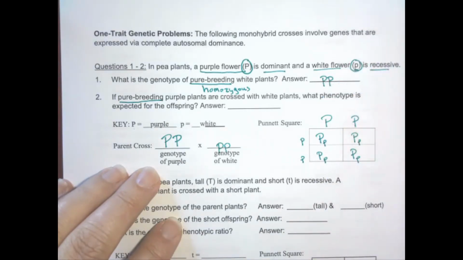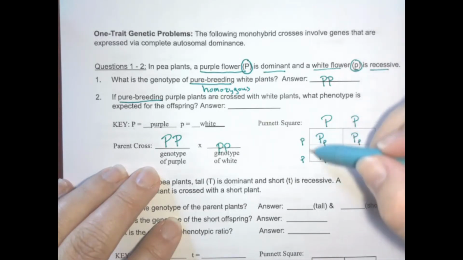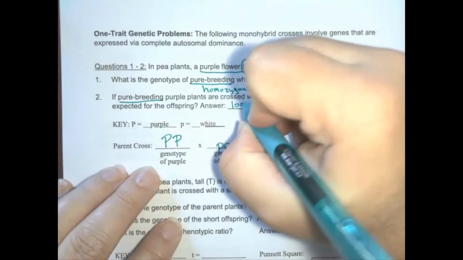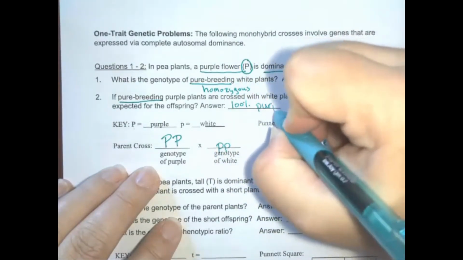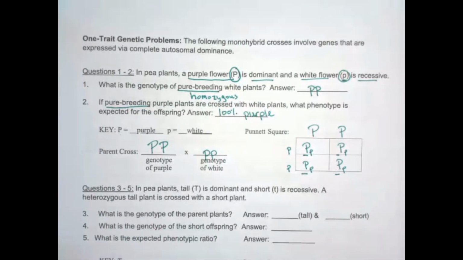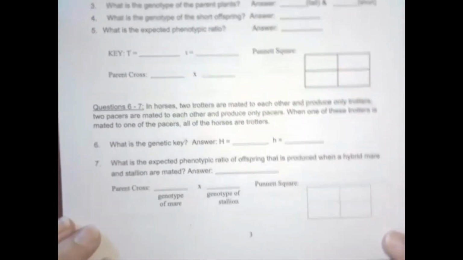So what phenotype is expected for the offspring? If they all have at least a capital letter, see the dominant is there, that means they're all going to be purple. Okay, so this is 100% purple. All right, do you guys see how we ended up getting that? You guys are going to do 3 through 5. I'm going to come down and do 6 and 7 with you. So let's come down here and look at 6 and 7.